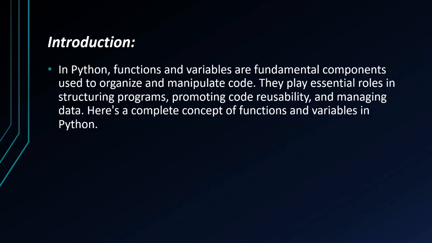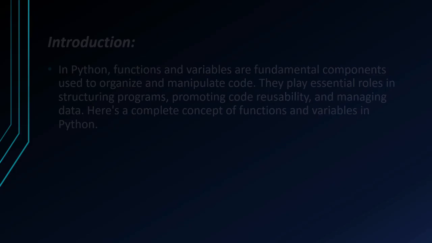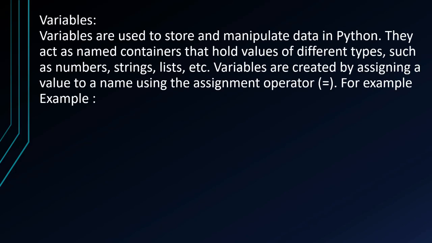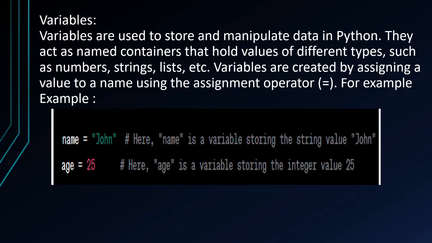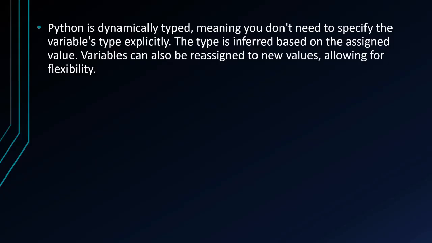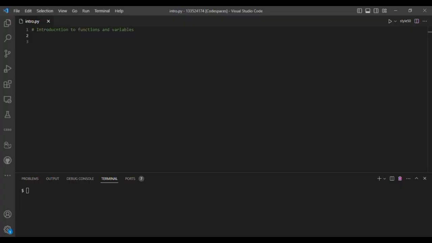So, variables are just like containers. They are used to store and manipulate data in Python. They are dynamically typed, which means their type is inferred from the assigned value. For example, if you assign a string to a variable, Python knows it's a string type. There is more to variables, but first let's run our code in VS Code.